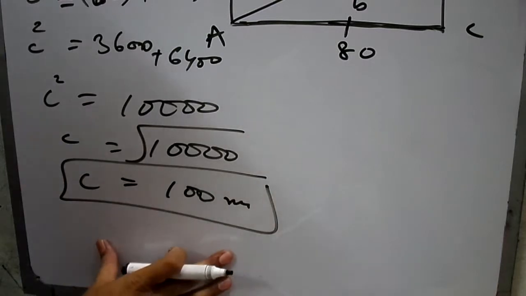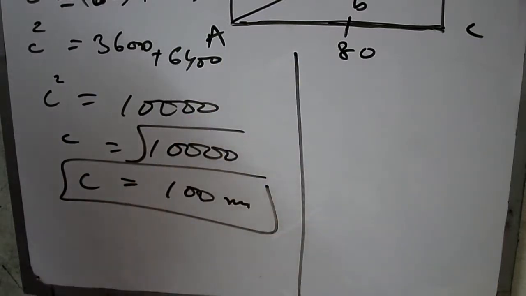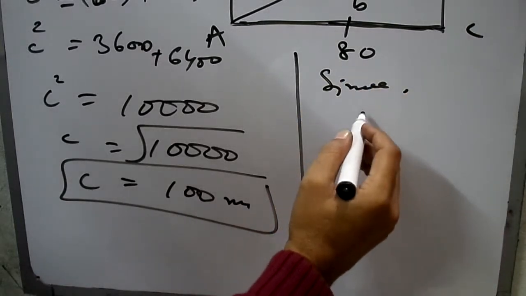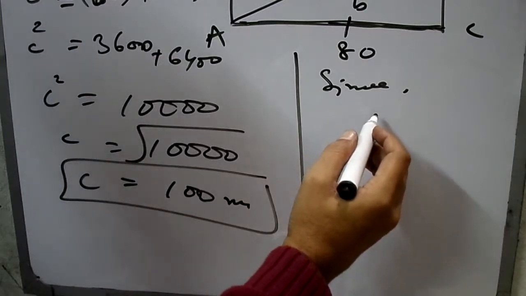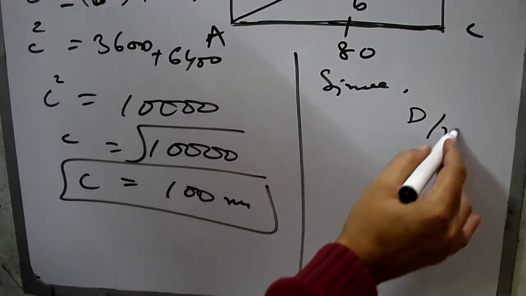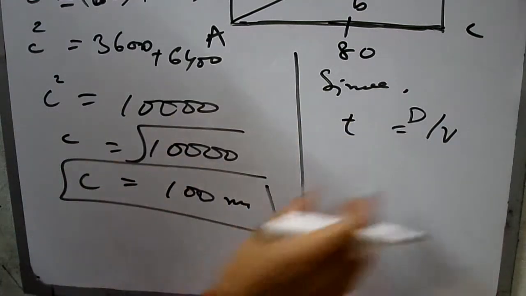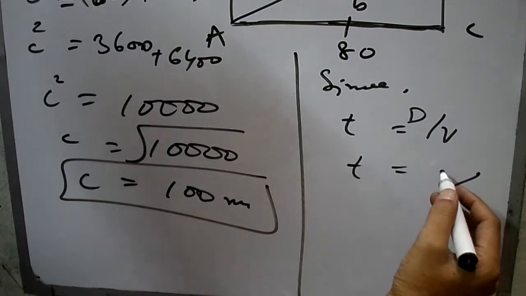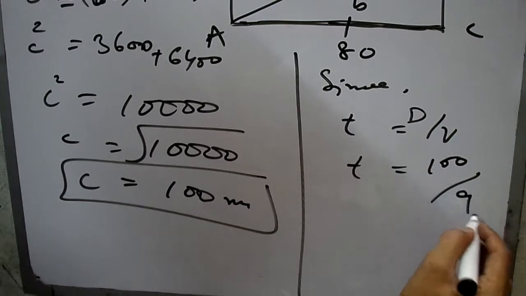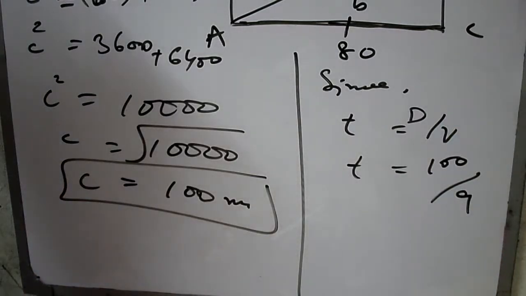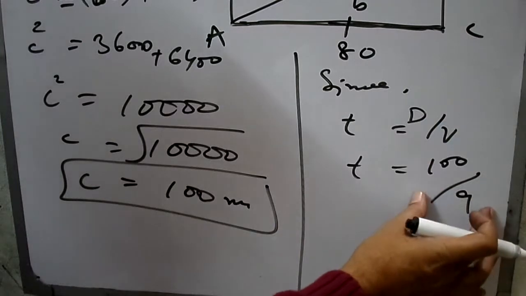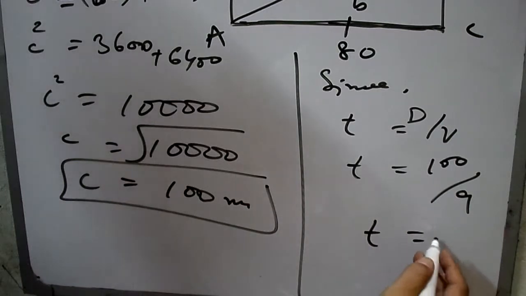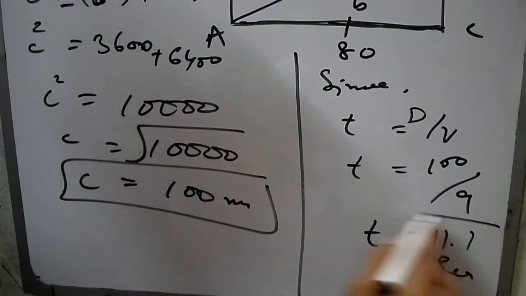Now we have to find the time taken. We have a formula: time taken is equal to distance divided by velocity. The distance we just calculated, that is 100, and the velocity is given to us, that is 9 meter per second, our velocity or speed, represented by V. So we have to divide this. You will get 11.1 seconds. That is your time.